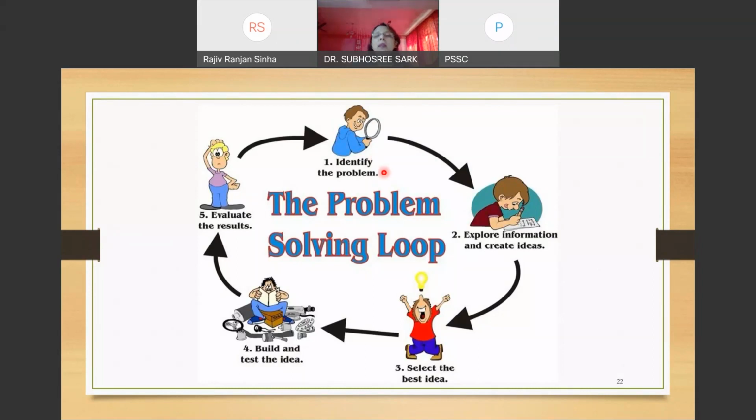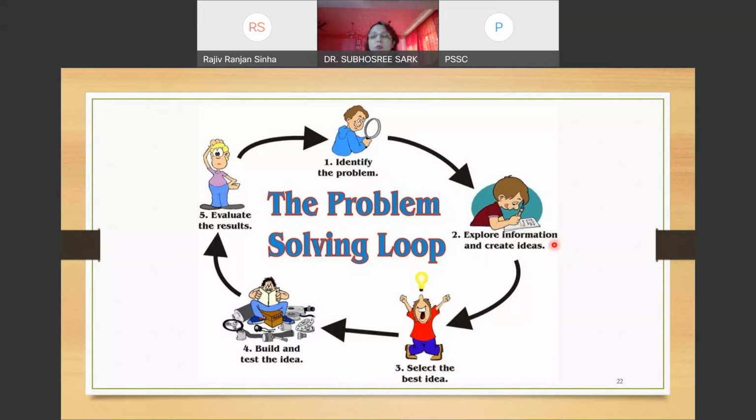I'm still in identifying the problems. Then you state the problem clearly. Then you see what is getting violated, which part of the school life or the home life or his social life is getting violated. That will be the problem. And don't give solutions without the data. Now let us come to explore information and create ideas.